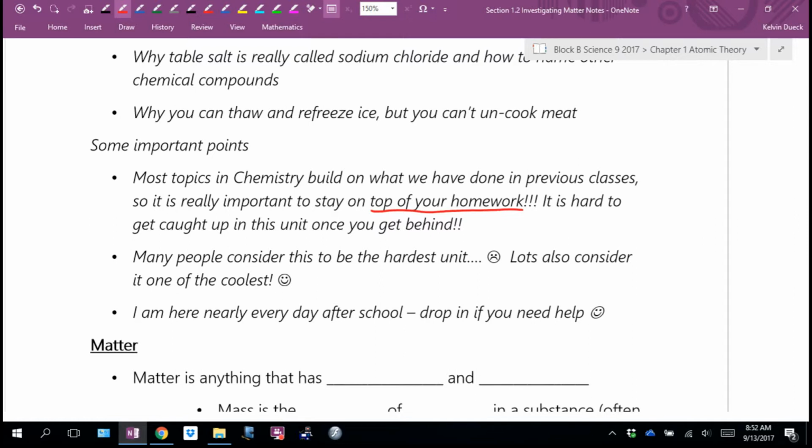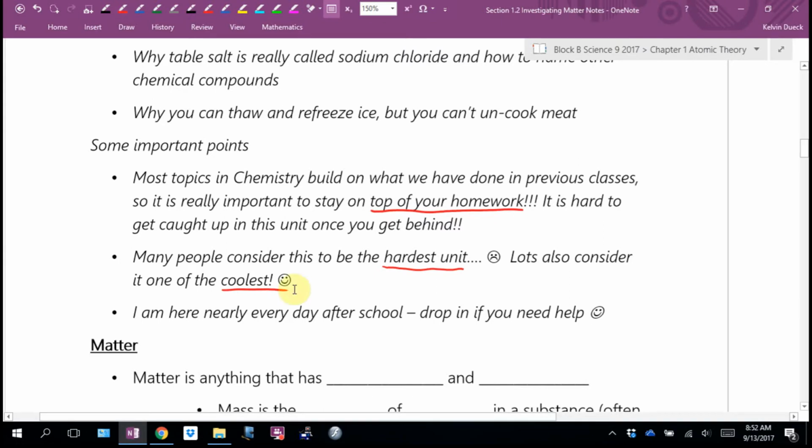A lot of kids consider this to be one of the tougher units in science, but I've also had students tell me that I explain this really well. And a lot of them consider it one of the coolest. I'm in every day after school, and we now have flex blocks as well.